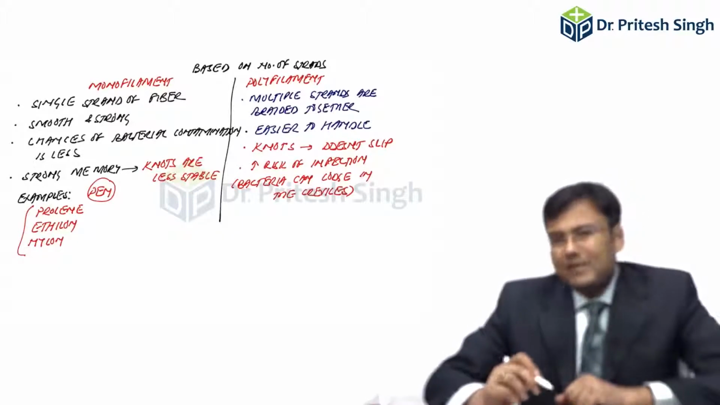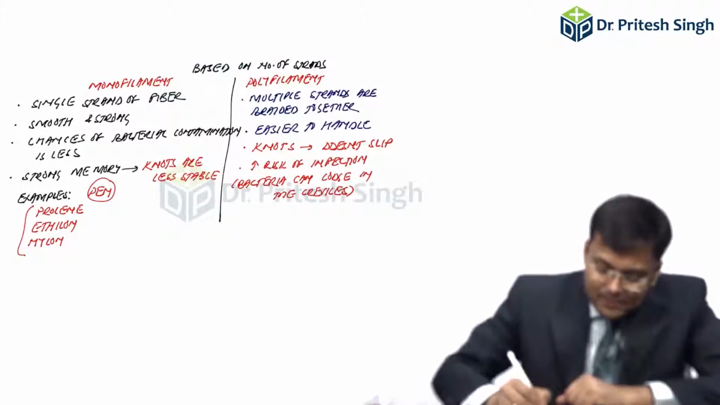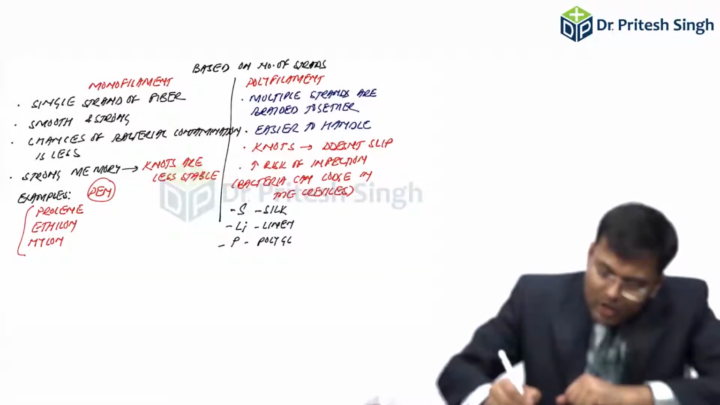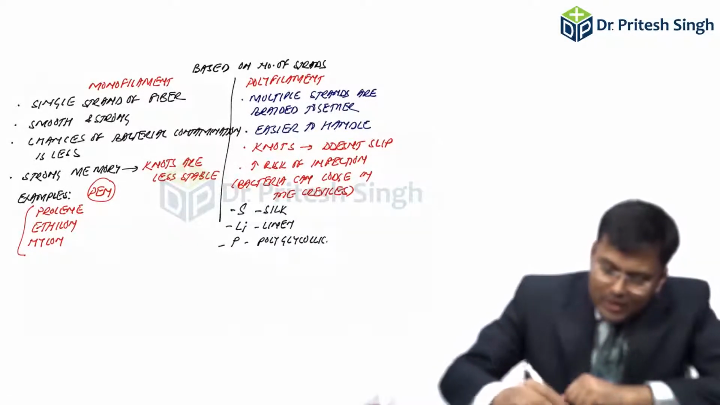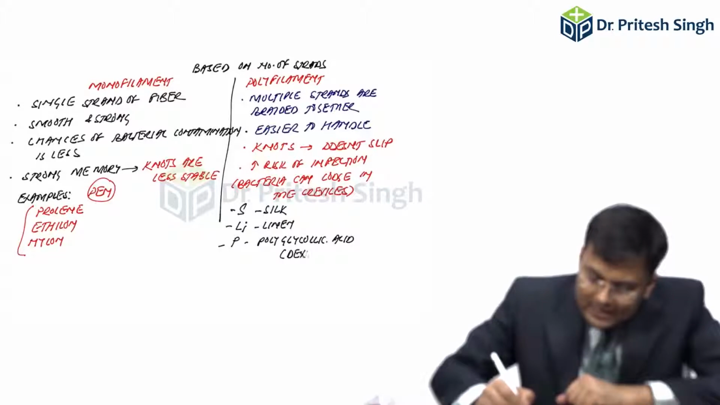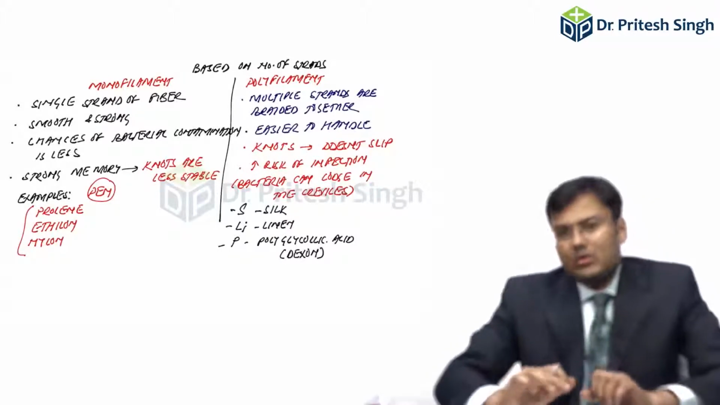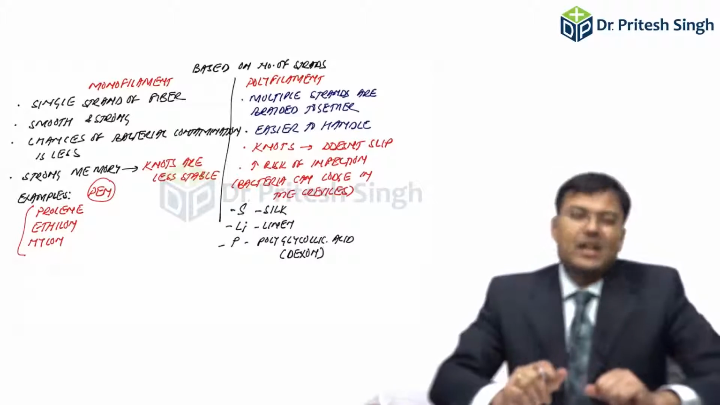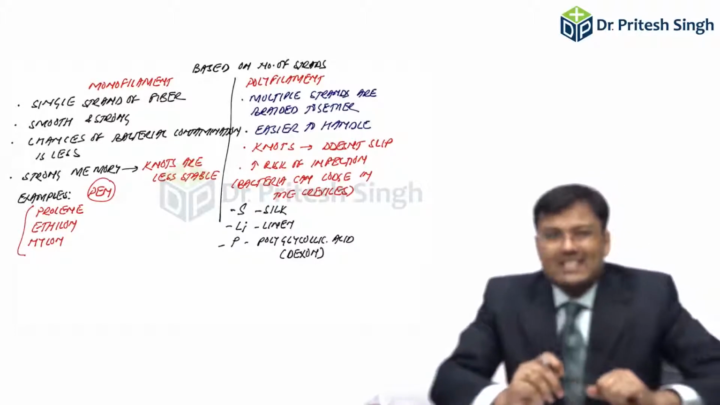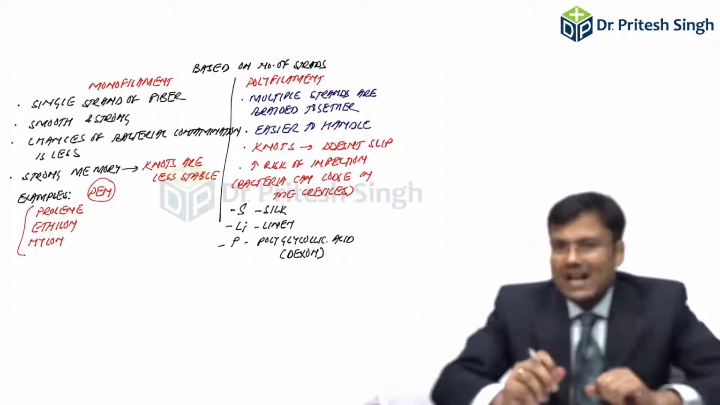What are the examples of polyfilament sutures? The mnemonic is SLIP. So how to remember? Silk, linen, polyglycolic acid. And you know what is the other name of polyglycolic acid? It's known as Dexon. So these are the two types of sutures based on the number of strands, monofilament and polyfilament sutures. Now one by one we will discuss individual sutures which are frequently asked in exams.